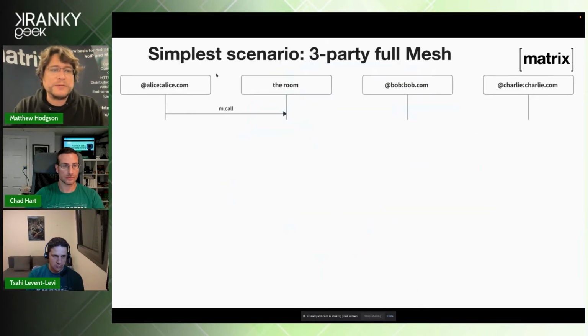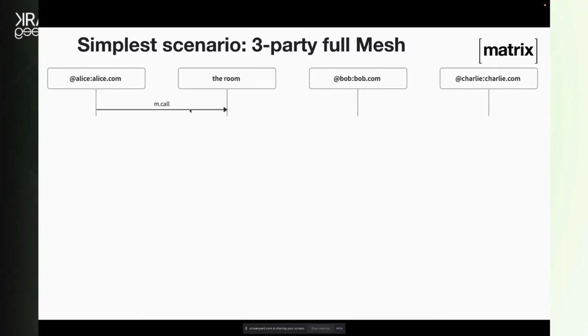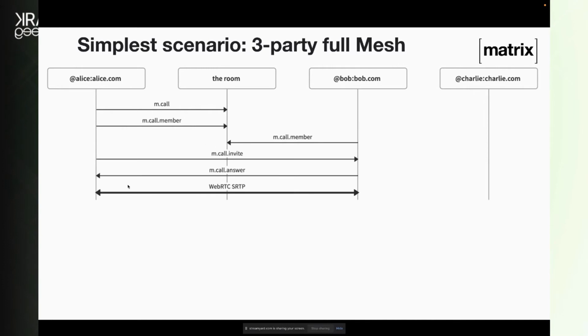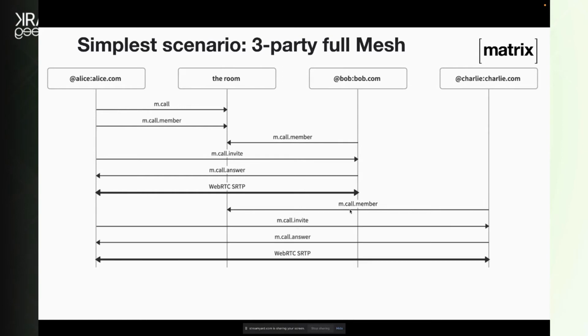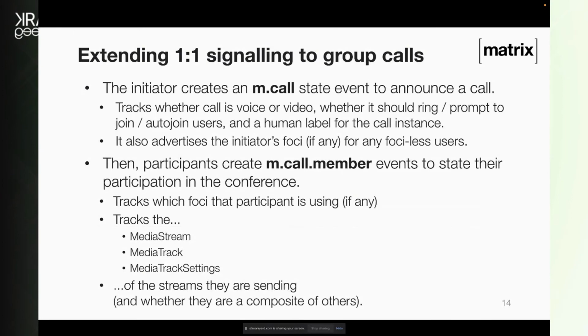So signaling-wise, what happens is that Alice on alice.com sends a call event into the room. Then she sends a membership event to say that she's going to join that call. Then Bob might also say he's going to join that call. And then in a full mesh approach, at least, Alice and Bob just set up a normal one-to-one call between each other. Likewise, Charlie on charlie.com might then choose to join that call, sends her membership event, sets up a call through to Alice, sets up a call to Bob, and hey presto, you've negotiated a three-party full mesh over this decentralized network.